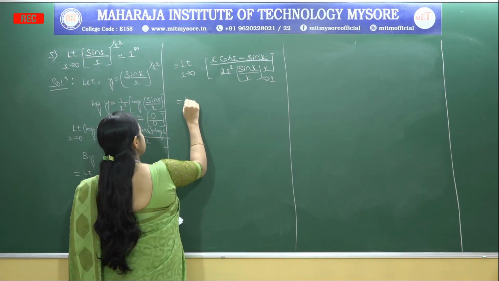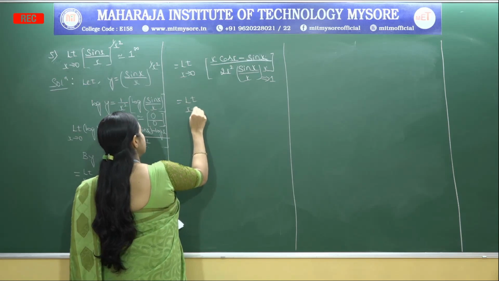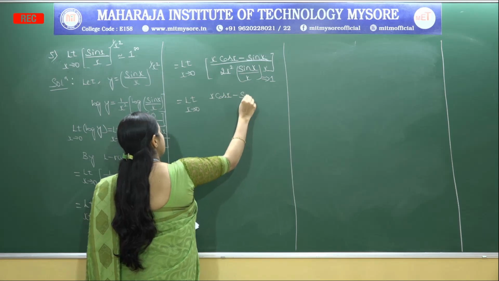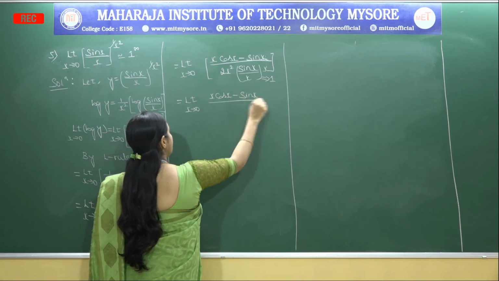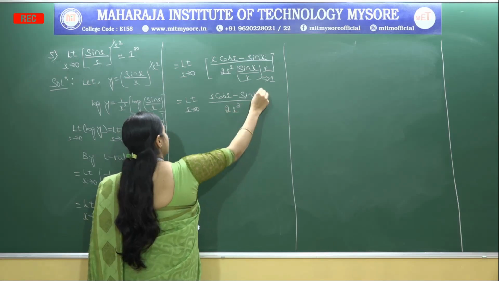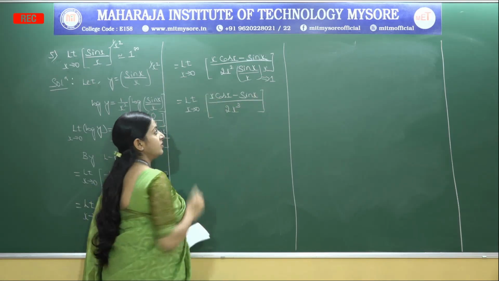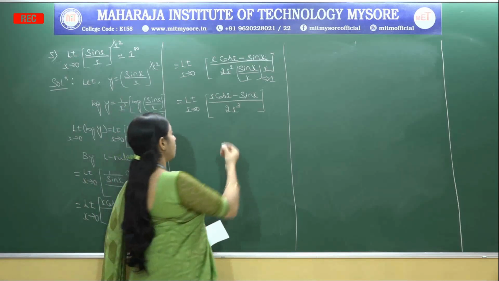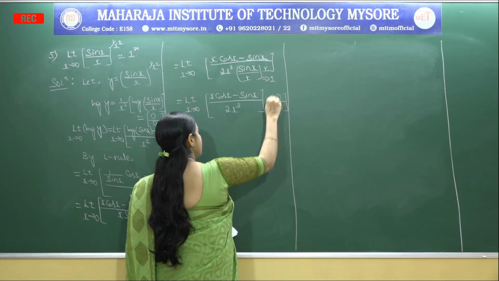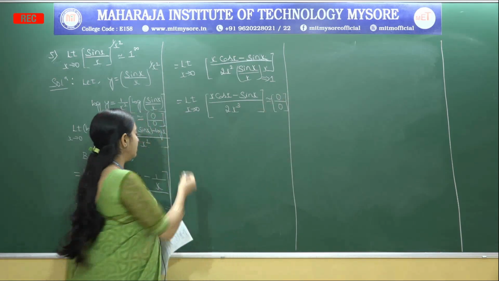So this equals the limit as x tends to 0 of x cos x minus sin x, over 2x square times x, which gives 2x cube. Again it tends to an indeterminate form. Since x tends to 0, you will get 0 by 0. Again apply the L'Hospital rule.